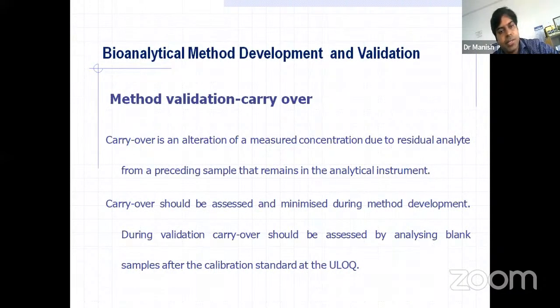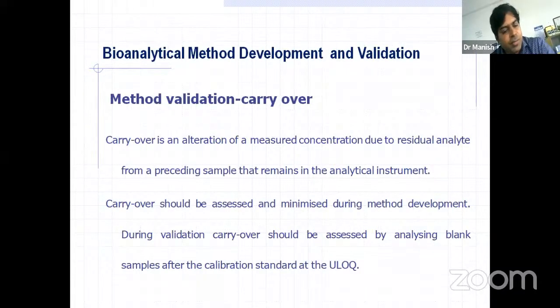Next validation parameter is carryover. So carryover is an alteration of measured concentration due to residual analyte from a preceding sample that remains in the analytical instrument. So carryover should be assessed and minimized during method development. During validation, carryover should be assessed by analyzing blank samples after the calibration standard at the upper limit of quantification.